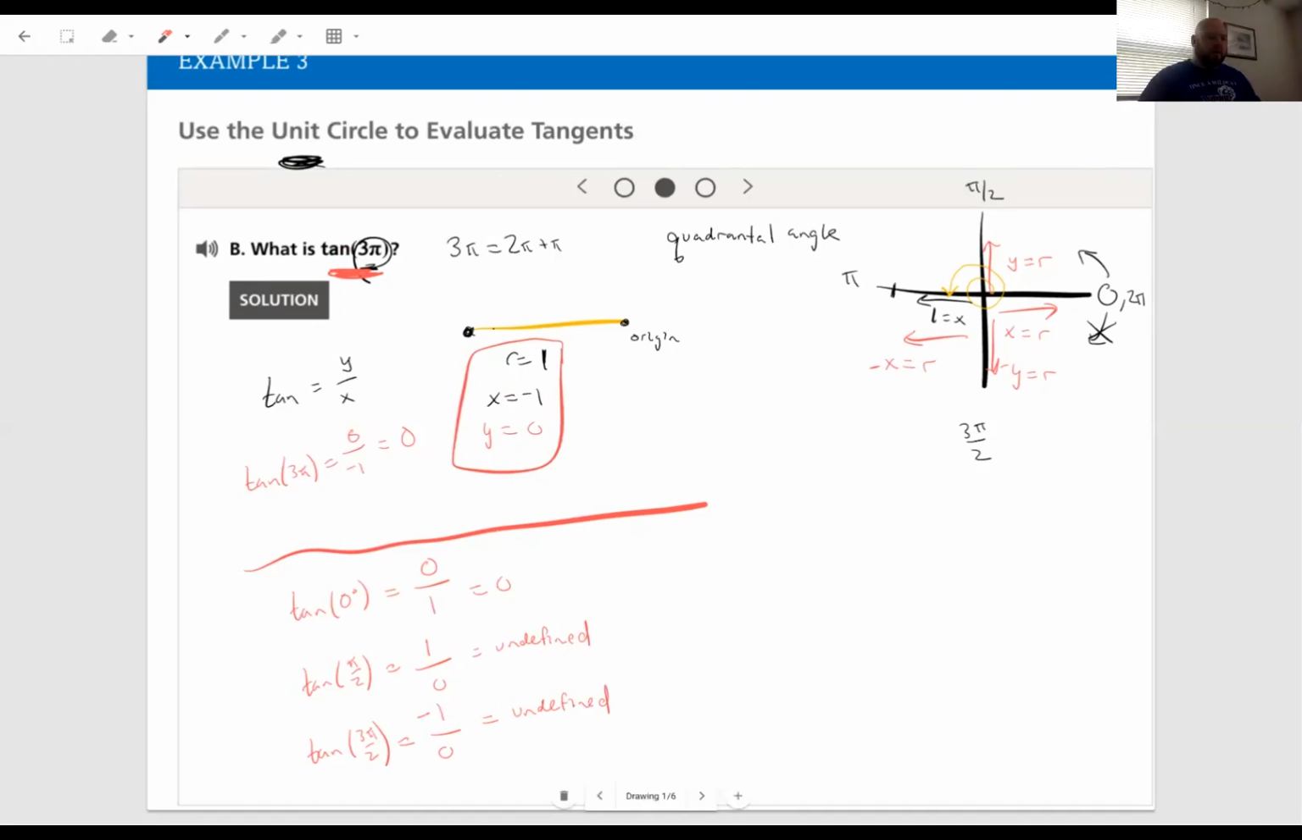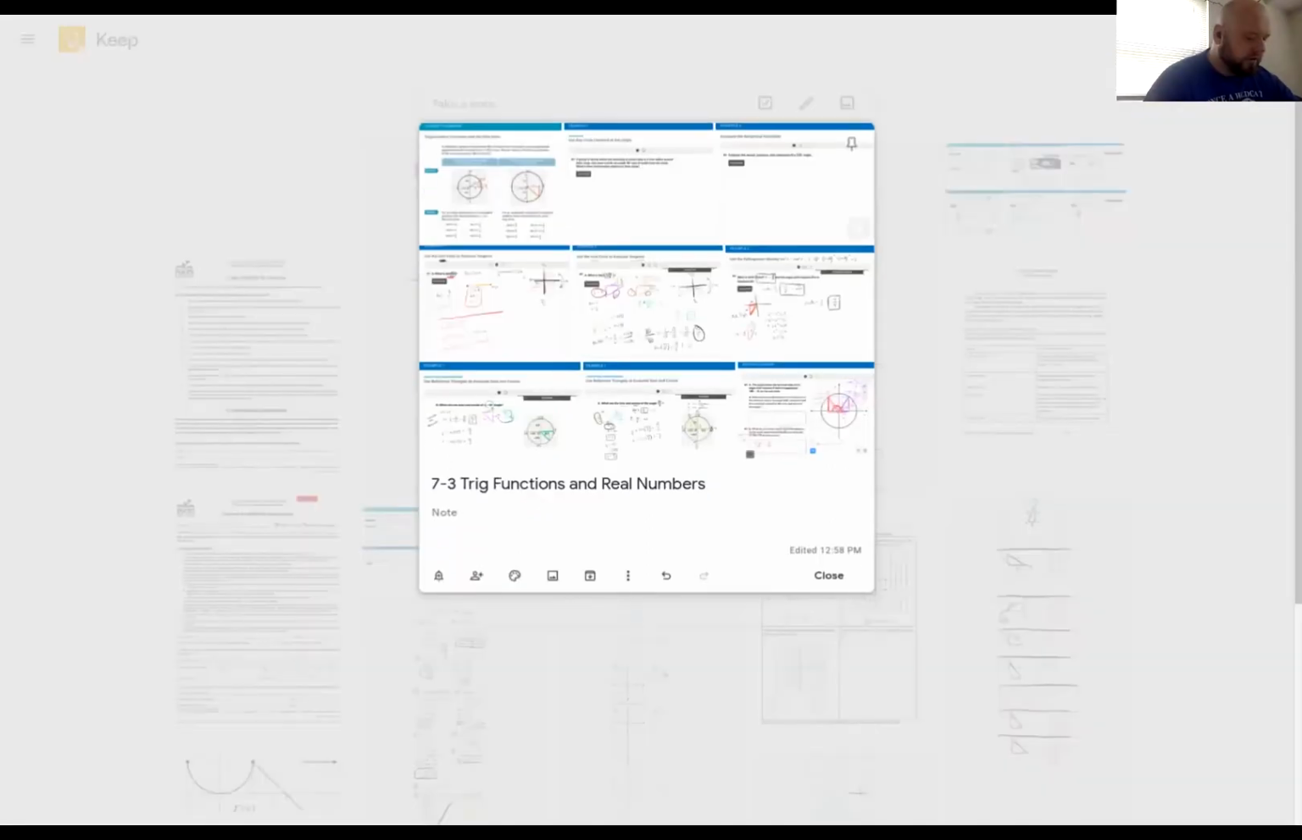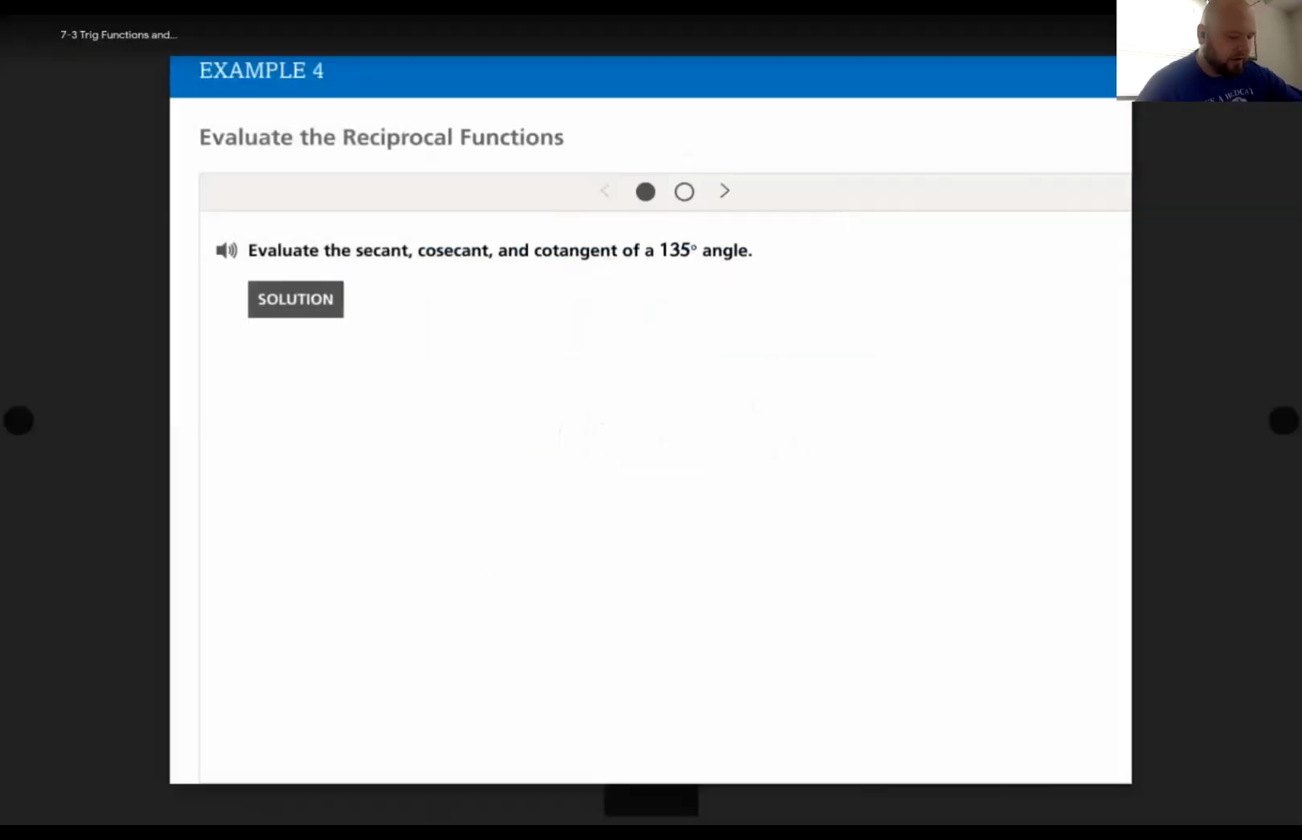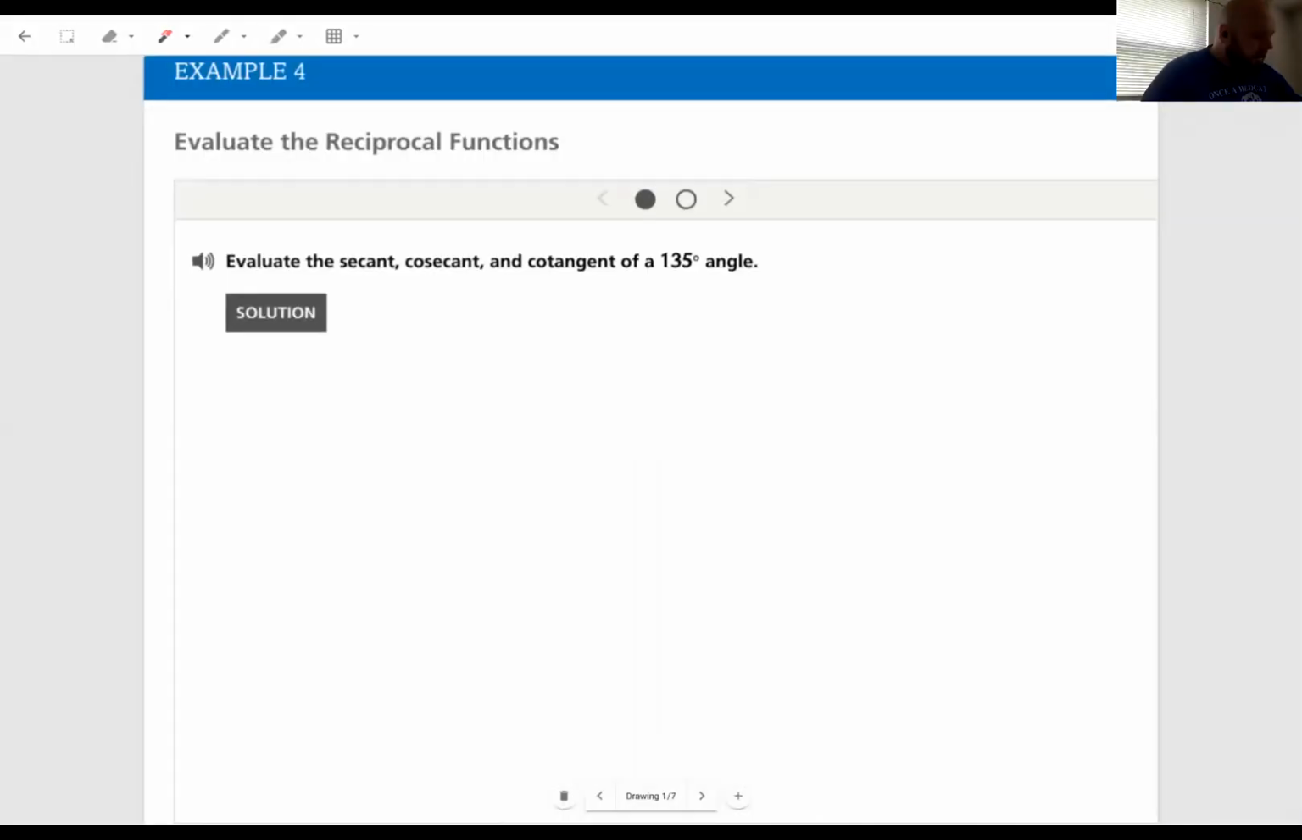So just keep those things in mind as you're going through the homework or the classwork, because they'll come up at some point. That's example 3. Let's move on to example 4. Example 4 says that we have to do secant, cosecant, and cotangent for an angle. So this time we have our reciprocal functions.